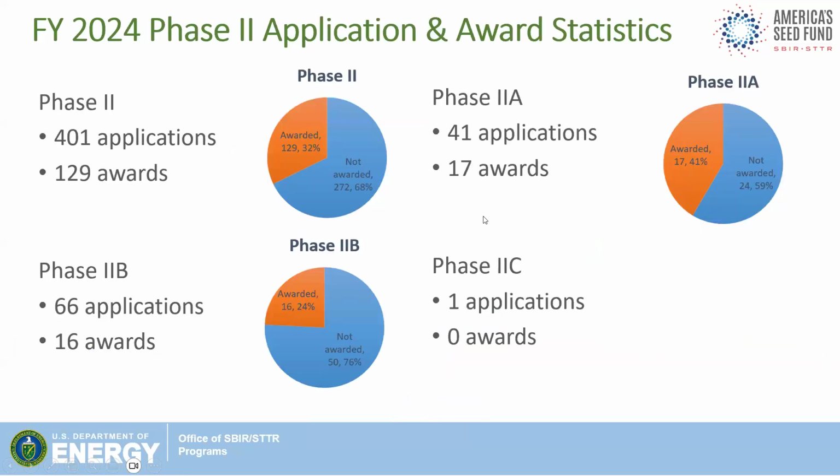And here are some success statistics of Phase 2A. Very similar to Phase 2 at 41% for last year. And for Phase 2B, 24% were awarded. We don't get many Phase 2C applications. As you can see, we get 1 or 2 a year. Last year, we received 1, and it was not selected for award.